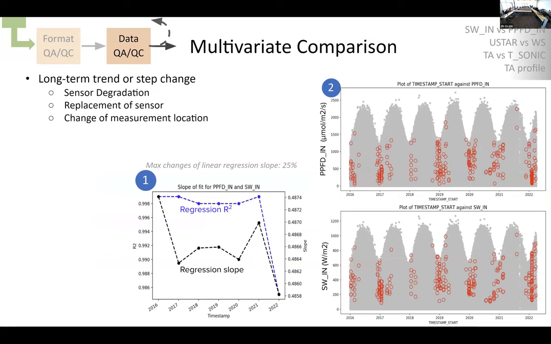I want to mention for this check, you can look at a single year of data, but you can also look at long-term data, right? So this is multiple years of data. And we do a similar regression for each year. And we plot the regression R square and also slope along every year, right? So based on the change and also pattern of the regression slope, you can see one of them is shifted or maybe changed over time. So this is something we did. And this is one example, sorry about the scale, but the slope of the regression changed very slightly over the years. And this is one good example.